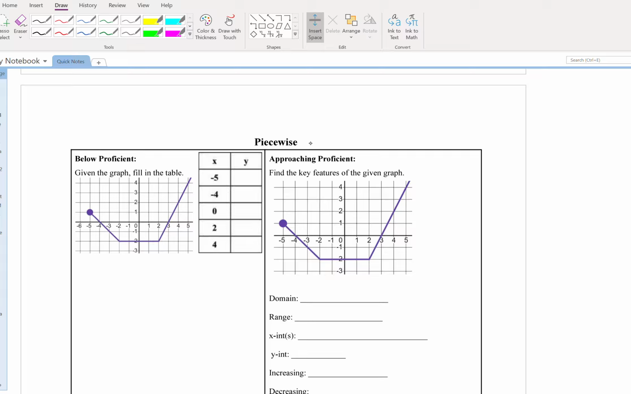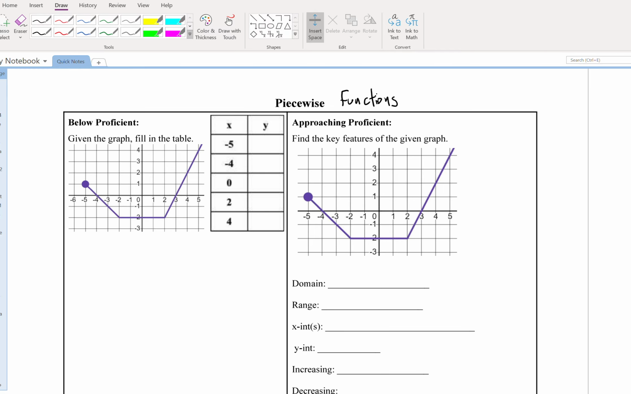It just says piecewise here, but it should say, oops, let's change that to black ink. It should say piecewise functions. And they're just functions that are made up of different pieces of different functions. Like this one you can see is made up of 1, 2, 3 different functions. And then we can talk about the pieces of those as well.